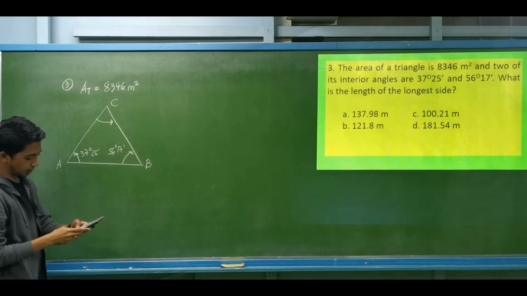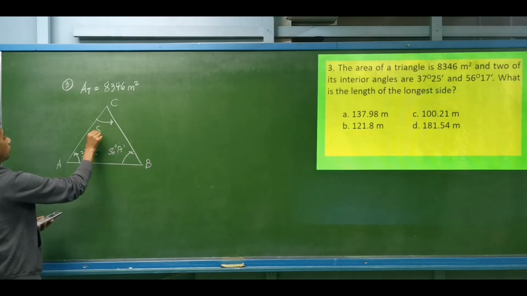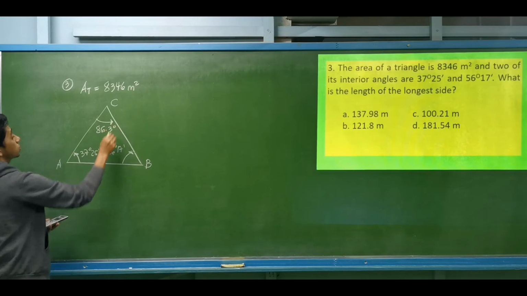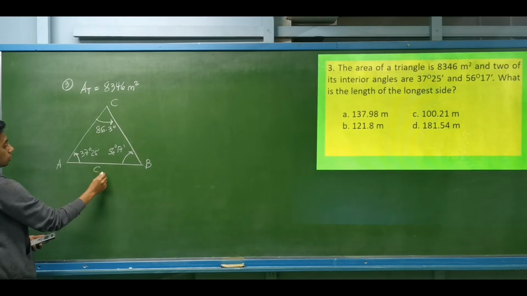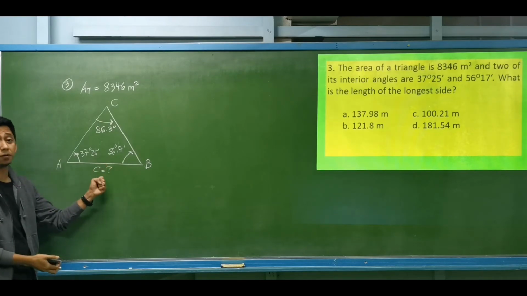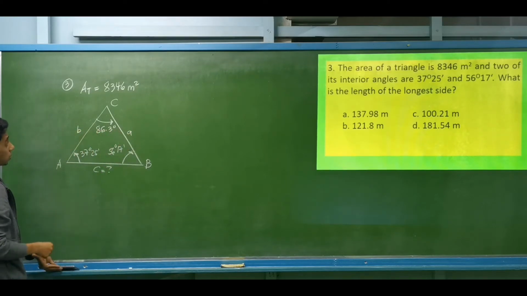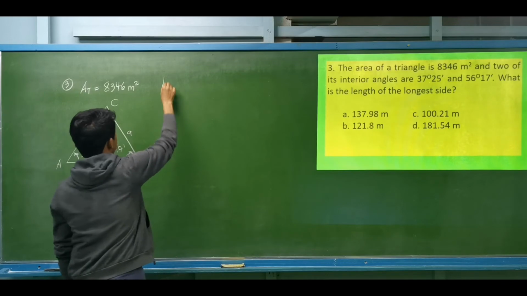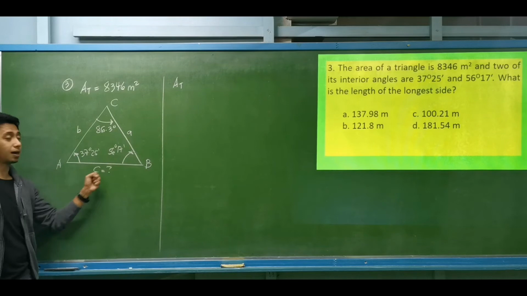So, alam natin that the sum of the angles of a triangle is 180. So, 180 minus 37 degrees, 25 minutes, minus 56 degrees, 17 minutes. So, ang lalabas na value na angle C is equal to 86.3 degrees. Then, obviously, siya yung pinakamalaking angle and opposite niya si longest side. So, we're looking for side C. Lagyan muna natin si side A, tsaka sa C. Ito, sa side B.